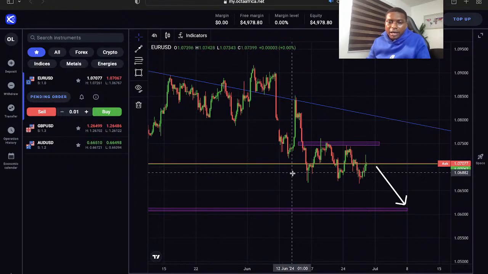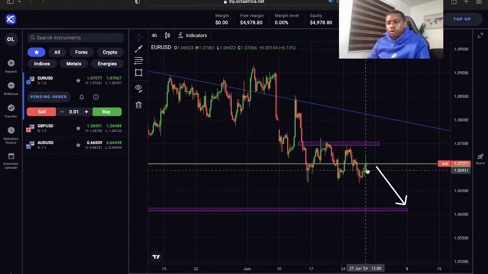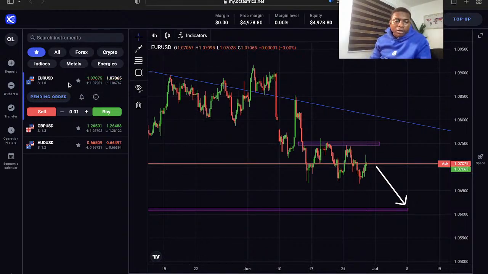So if I want to sell here, how do I sell? Let's come back to this section where we've picked our currency, and we are looking at a sell opportunity on Euro USD. So how do you sell on the Octa trader platform? Right here you can see you can sell and you can buy. You can set your lot size. This plus sign increases your lot size, and this minus sign reduces it.